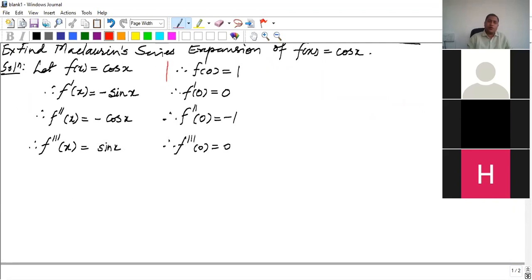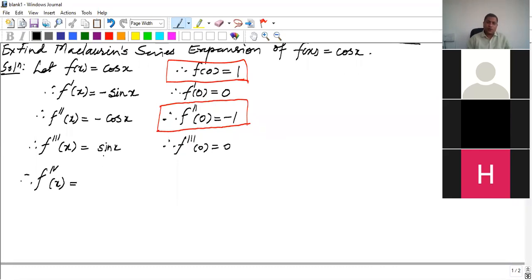So what we are able to count is f at 0, then f double dash at 0. But are these two terms sufficient? No. Only two terms cannot give the series, so we have to go further. We go for the fourth derivative. What will be the derivative? It is going to be cos x, and hence your fourth derivative at 0 is equal to 1.